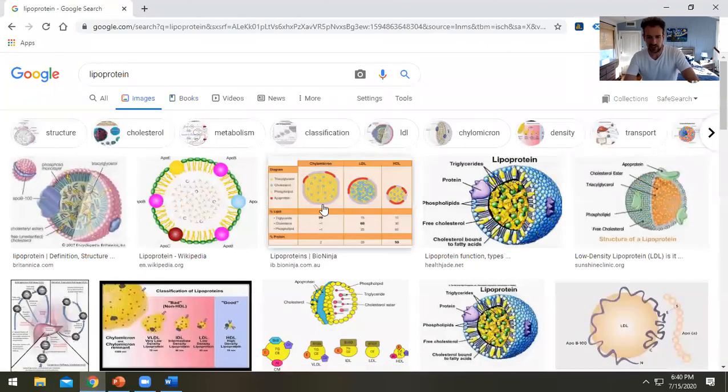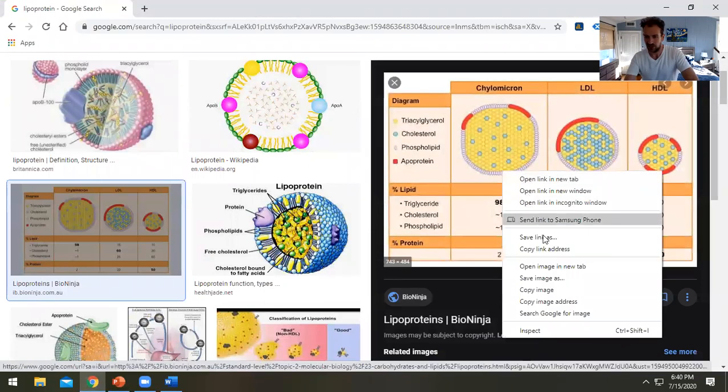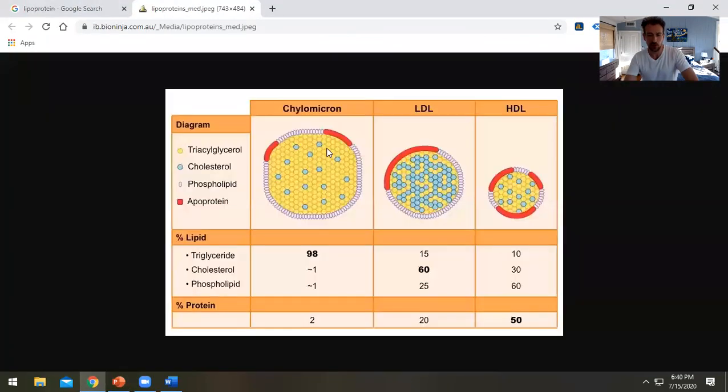So if we look at a lipoprotein, there we go. This is what a lipoprotein actually looks like, right? This is a big, super complicated one right here, which I can never say properly. Chylomicron.